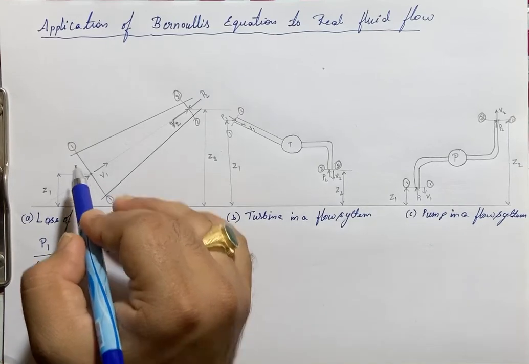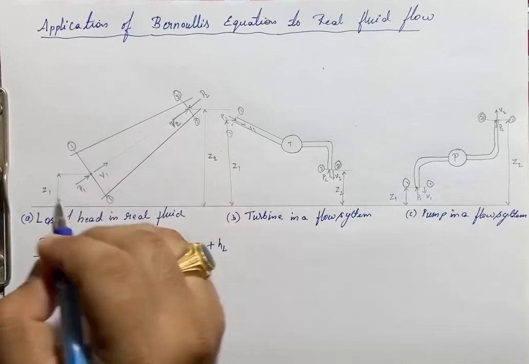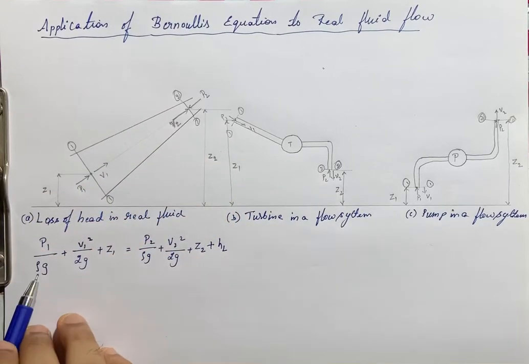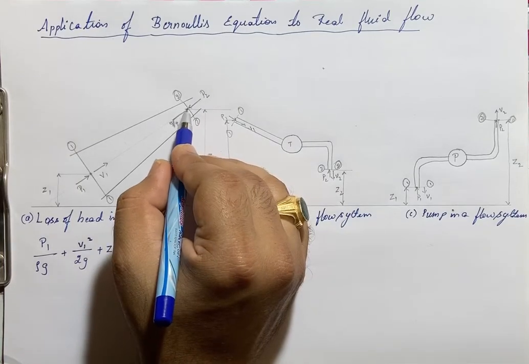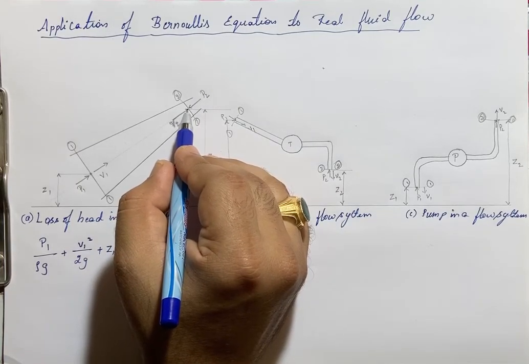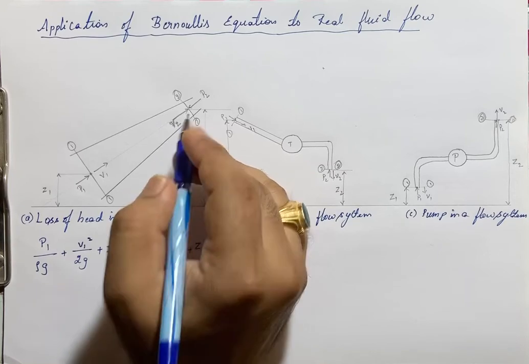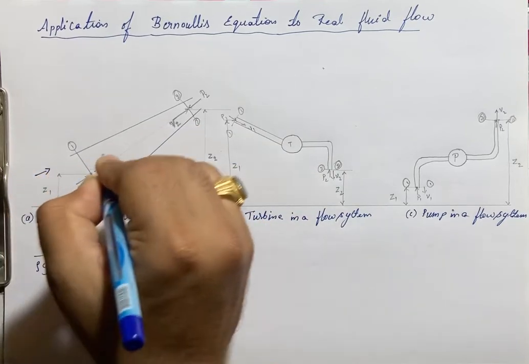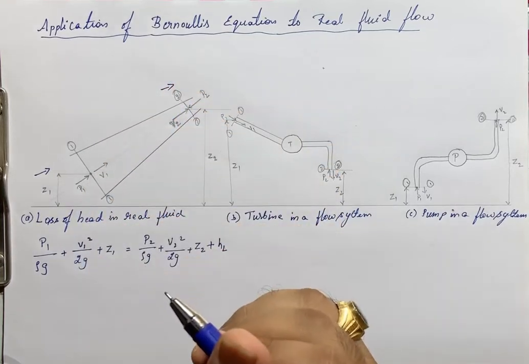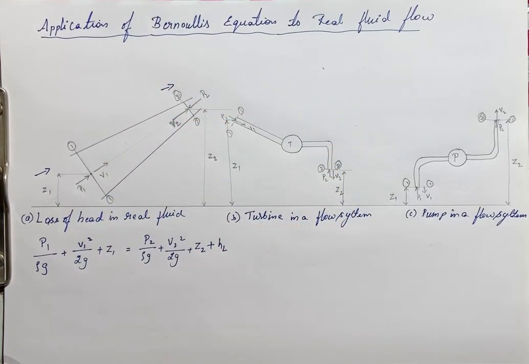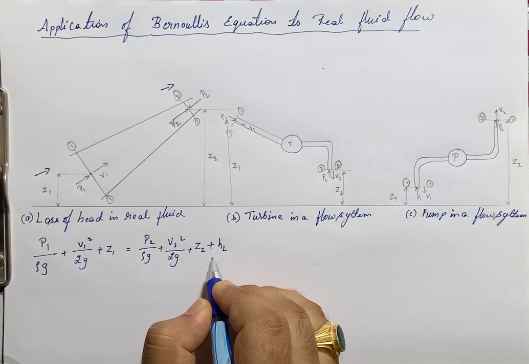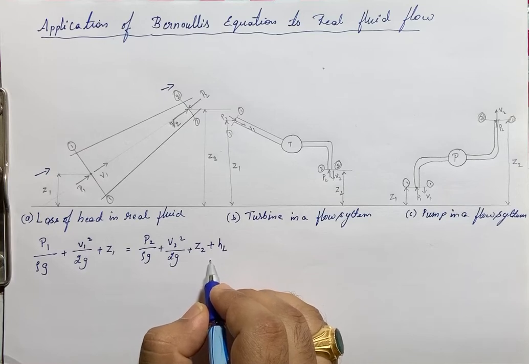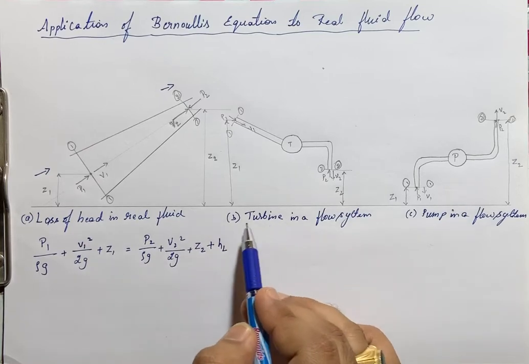That means the total head we have, which is nothing but P by rho g plus V square by 2g plus Z, will not be the same at this point also. There will be some losses if the fluid is flowing from section 1 to 2. There will be some loss of head due to friction in the pipe. That loss should be accounted for at section 2.